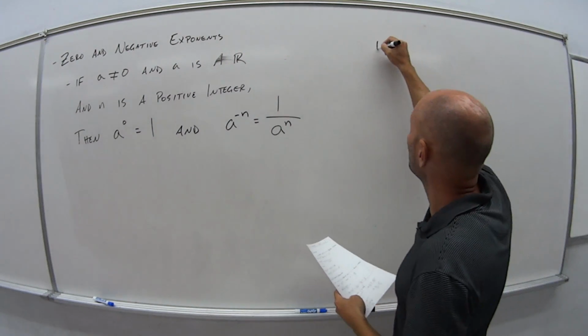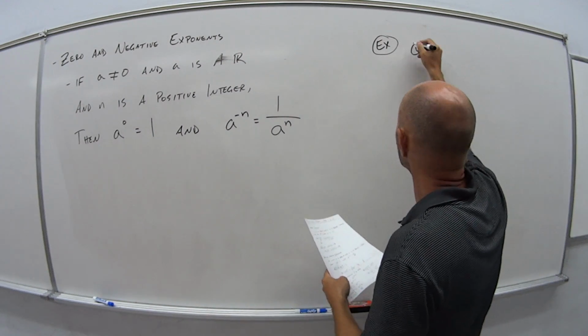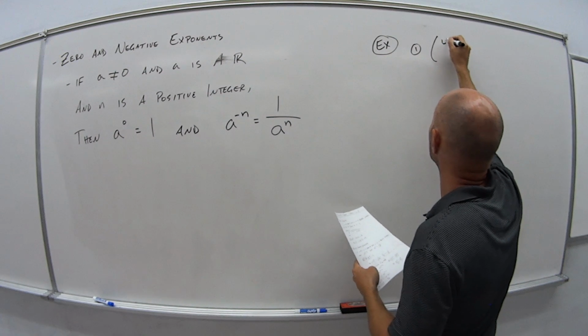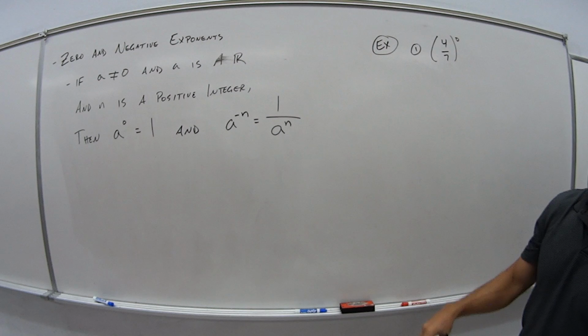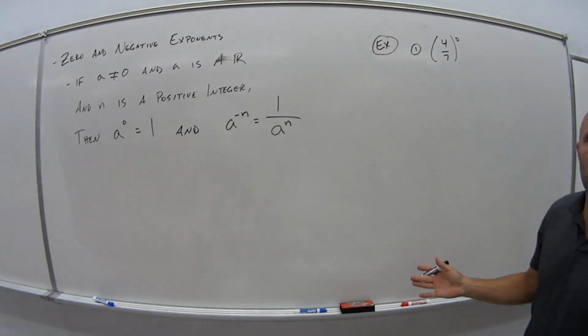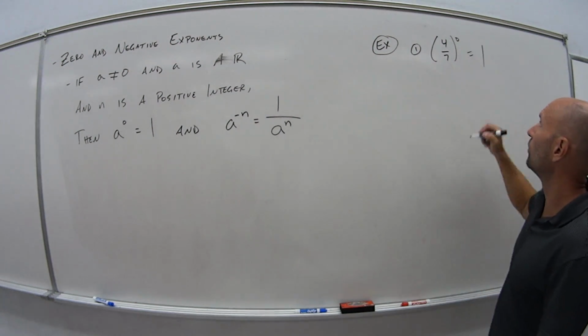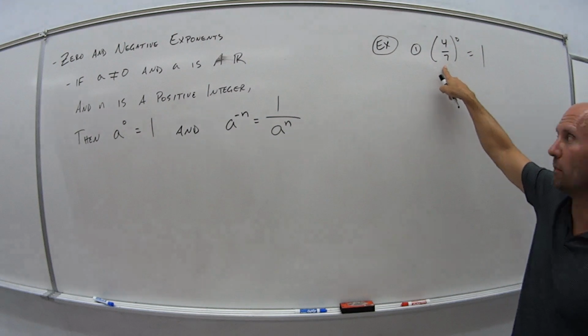So let's look at some examples. Two quick ones here. If I have 4/7 to the 0 power, based on what we know now, anything to the 0 power is equal to 1, as long as the base isn't 0.